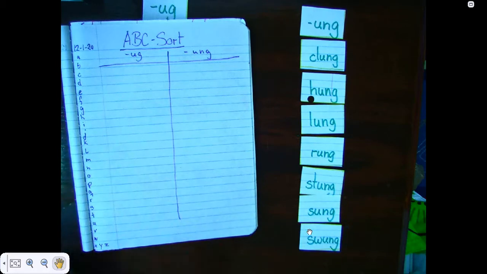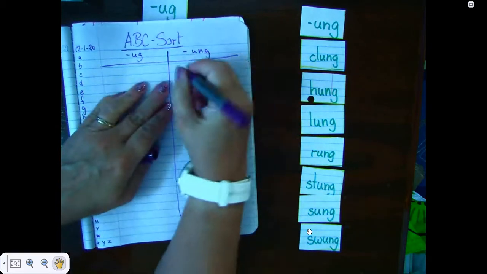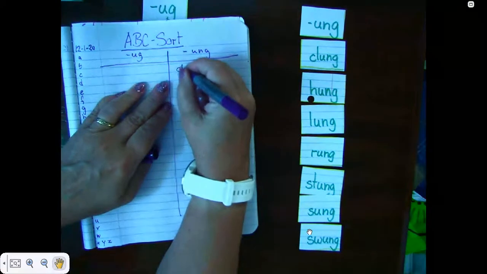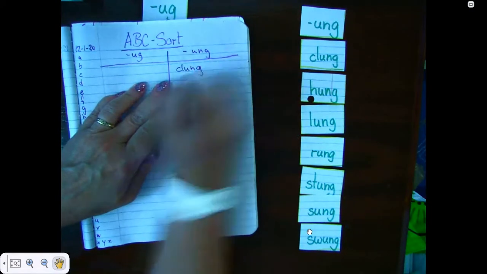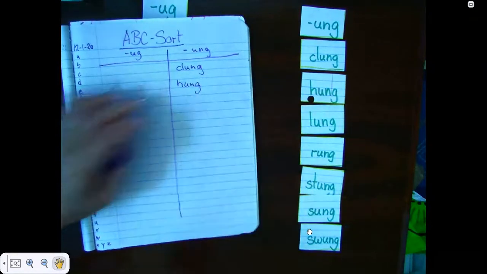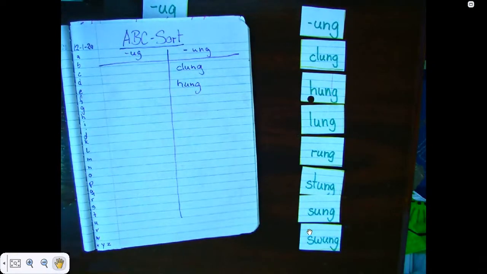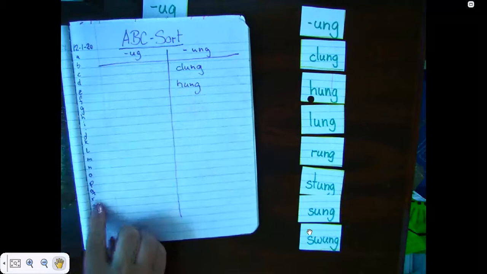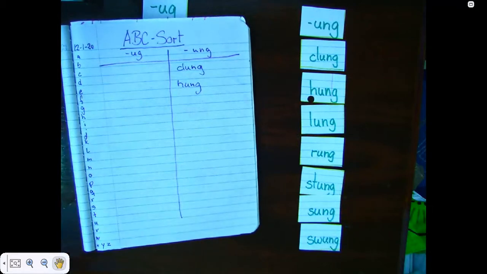So then I need to go ahead and write them down in my notebook, right? So I'm going to go clung, hung. And I know that you know how to do that. Write down all of these words and then go sort your ung column in ABC order. Use the ABCs like I've used them. Post your final sort on Class Dojo so I can see it. See you next time.